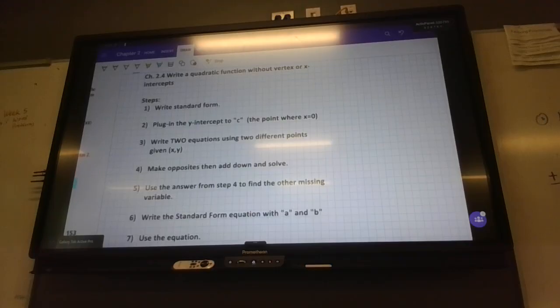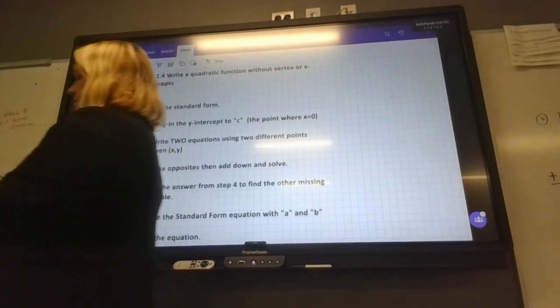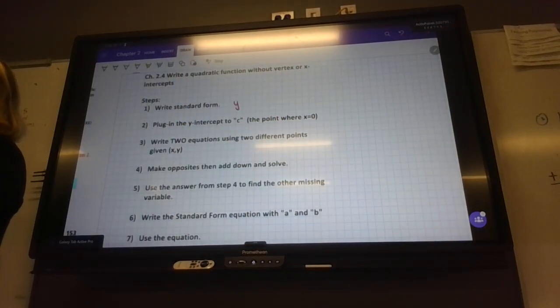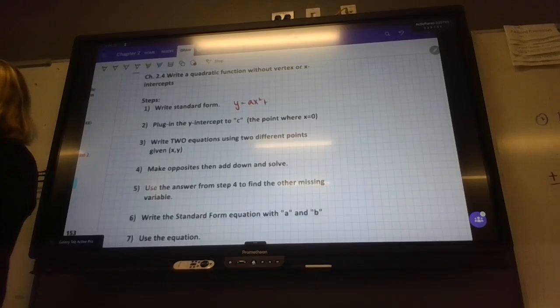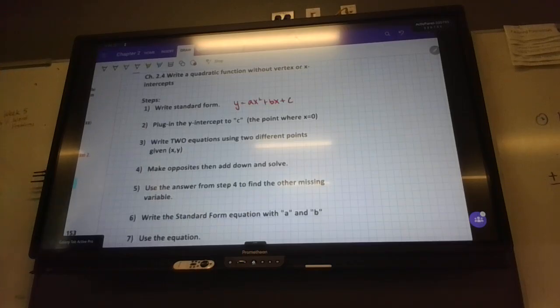There are 7 steps again. I would write this on today's date, September 26th. It'll be a part of the binder check. We had steps on September 22nd and now September 26th. Your test is Thursday. Your test is Thursday. I want to write standard form. So step 1, write standard form: y equals ax squared plus bx plus c. That's how we've been ending our problems all week long.